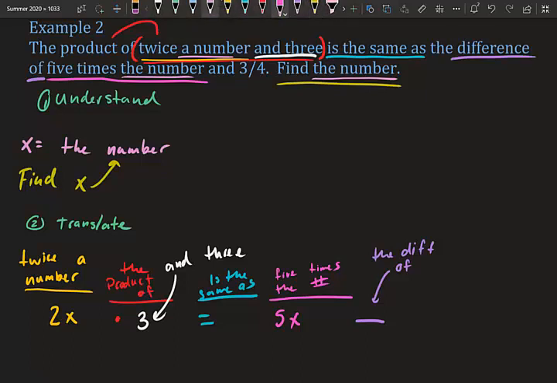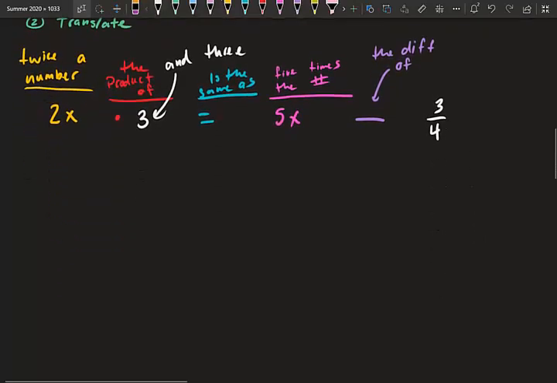Running out of colors here. Alright, let's clean this up. Let's make it look a little more legible. So we have 2x times 3 equals 5x minus 3/4. So that's what we have number-wise.